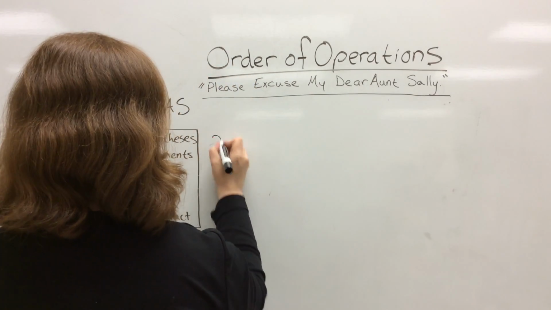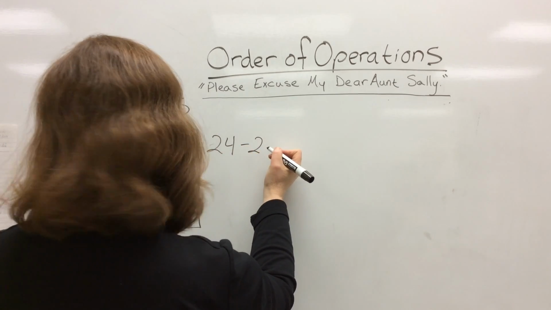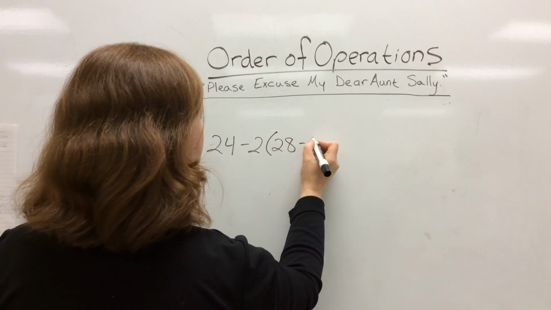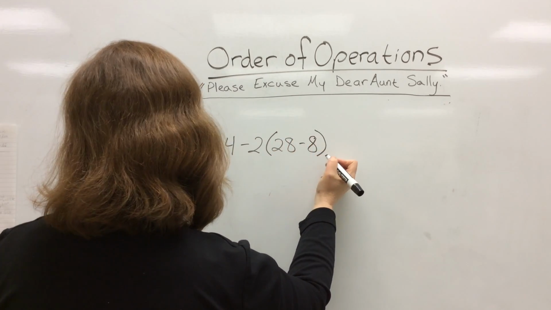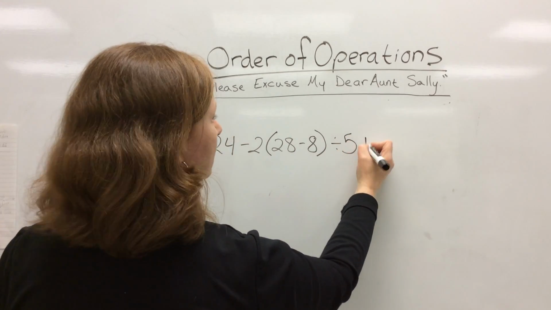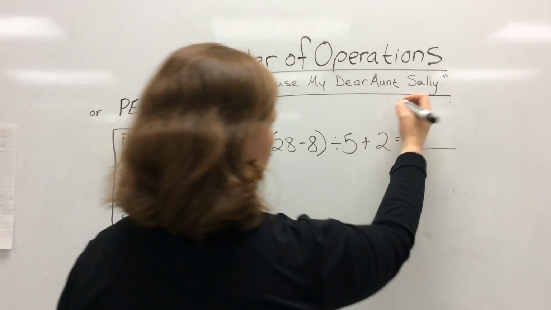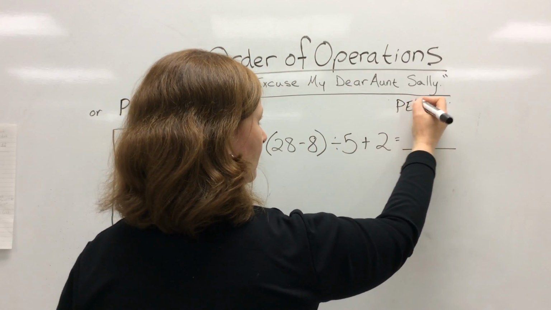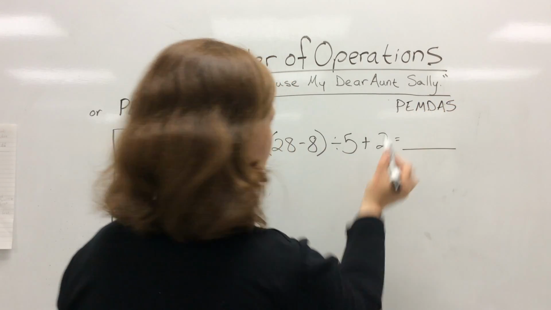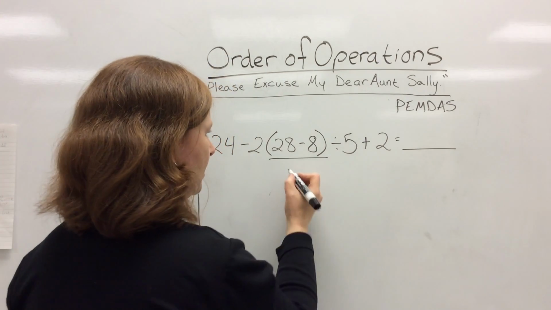This one is 24 minus 2, in parentheses, 28 minus 8, divided by 5 plus 2. Write PEMDAS in the corner. Now we can begin. Parentheses. I do have parentheses. 28 minus 8 is 20.